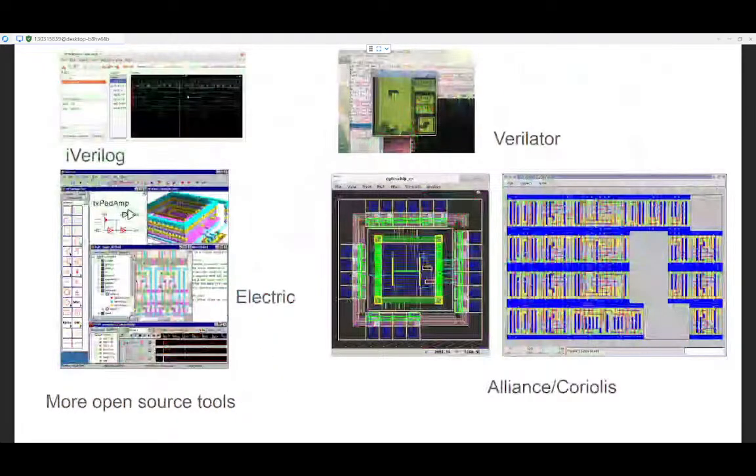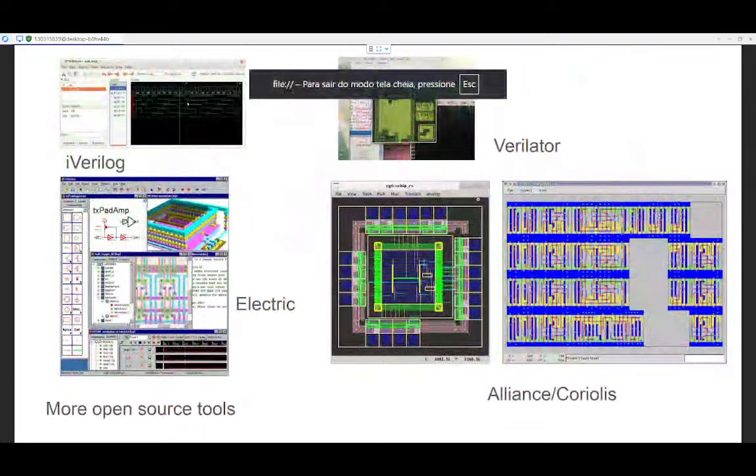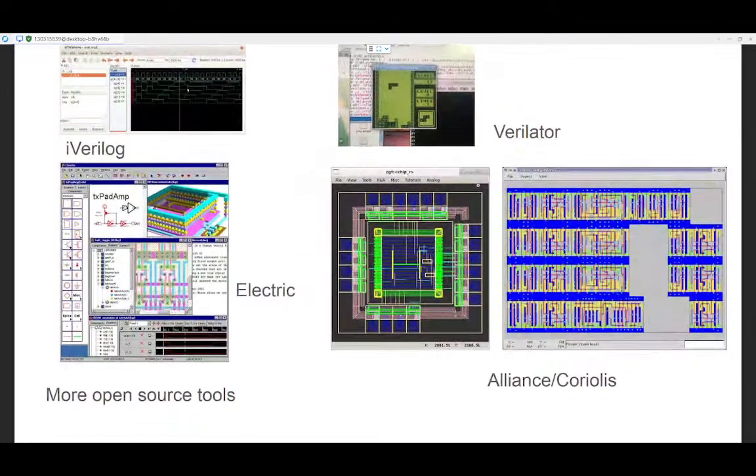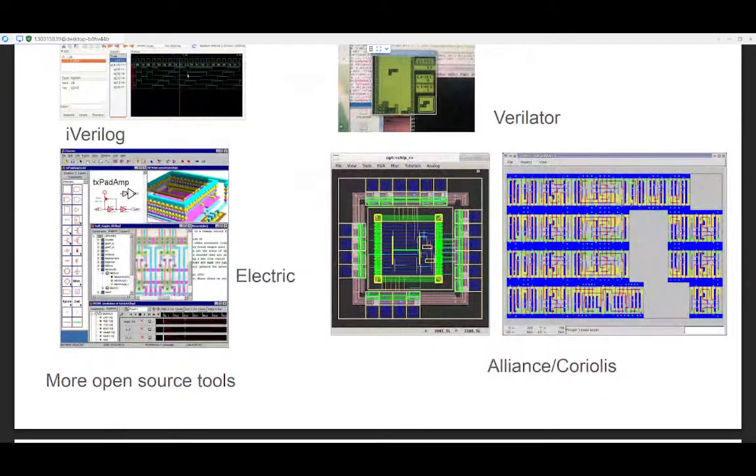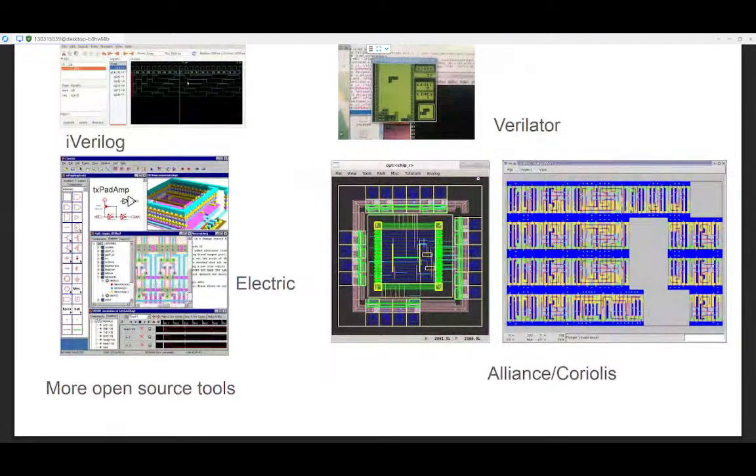So here are some other open source tools. Electric was a commercial chip design tool from the 80s, and then in the 90s, the programmer decided to retire, so he donated it to the Free Software Foundation. So now it's GNU Electric. I don't know anybody that's actually using that, but it is a tool that's available. There's another tool, sort of like OpenRoad, from a university in France, Alliance Coriolis. Does it have another L? I don't remember. So here's what it looks like, it has the same functionality.